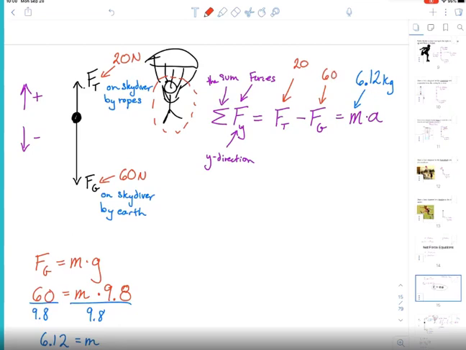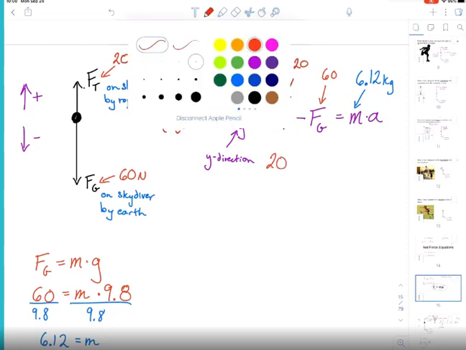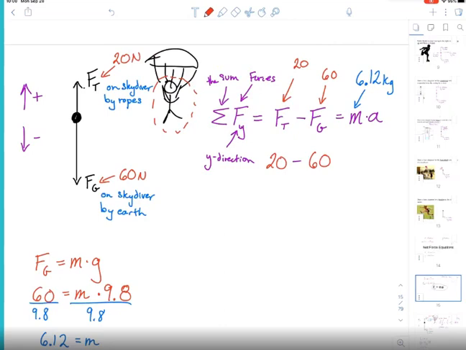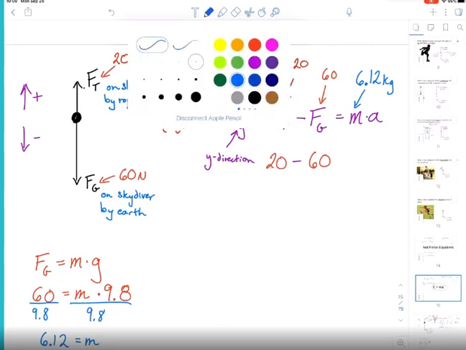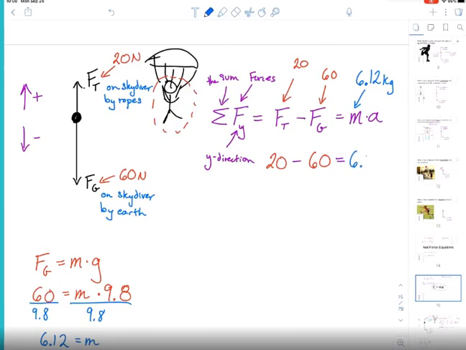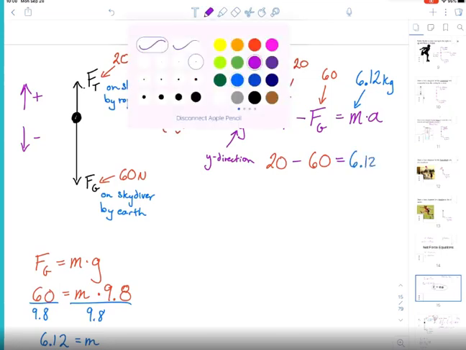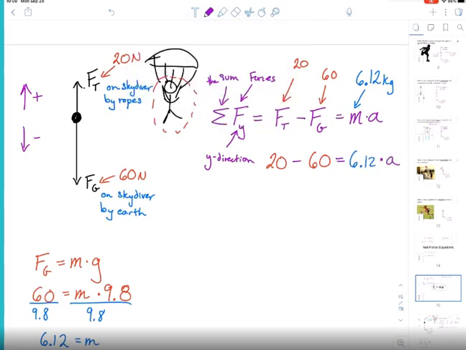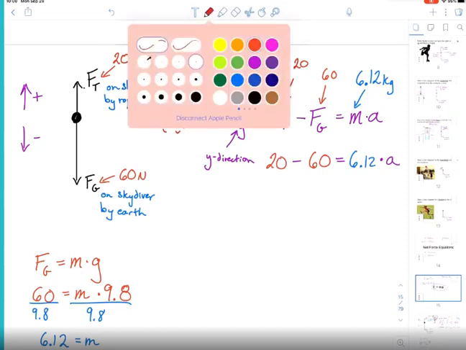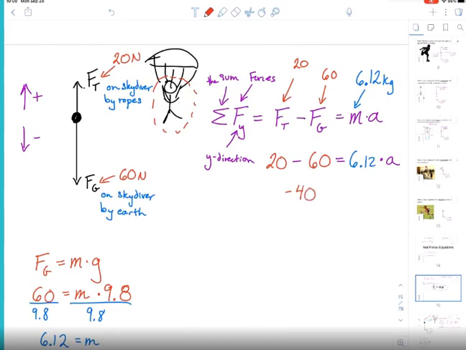And I had this tension as 20, gravitational force as 60. So all I need to do then is plug stuff in. So 20 minus 60 is equal to my mass, which is 6.12 times my acceleration. So I'm solving for his acceleration. So this would be negative 40.